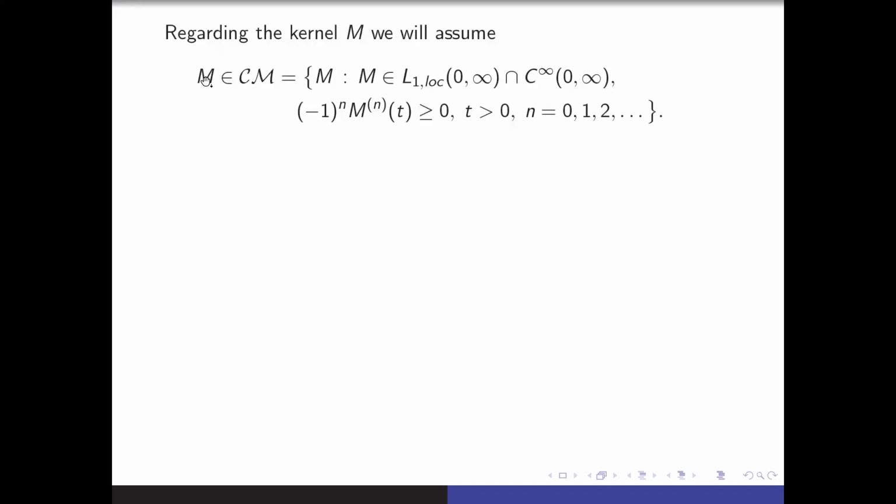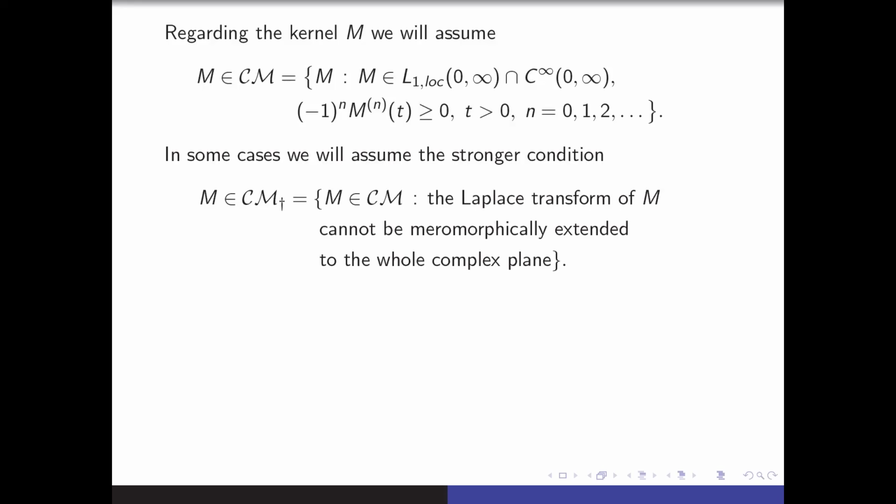I will consider such a case when this M is a completely monotonic, locally integrable function. This is the class CM, completely monotonic. Also in some cases, we have to assume a stronger condition. This means that M belongs to MCM cross, and this means that additionally to M being CM, the Laplace transform of M cannot be meromorphically extended to the whole complex plane.